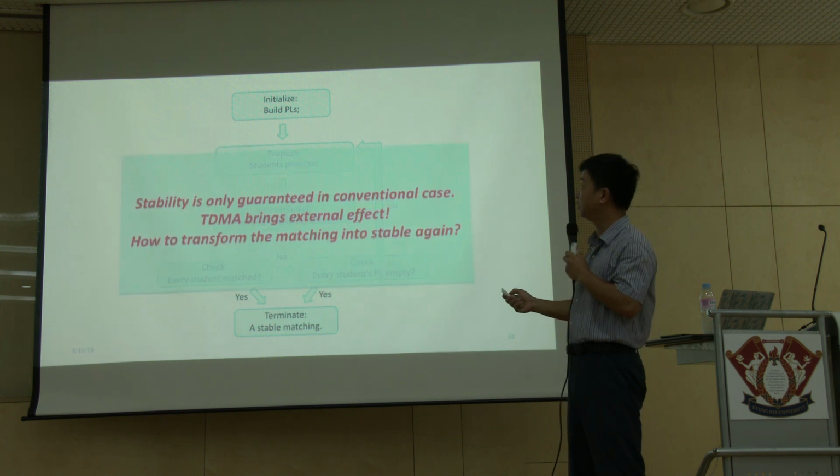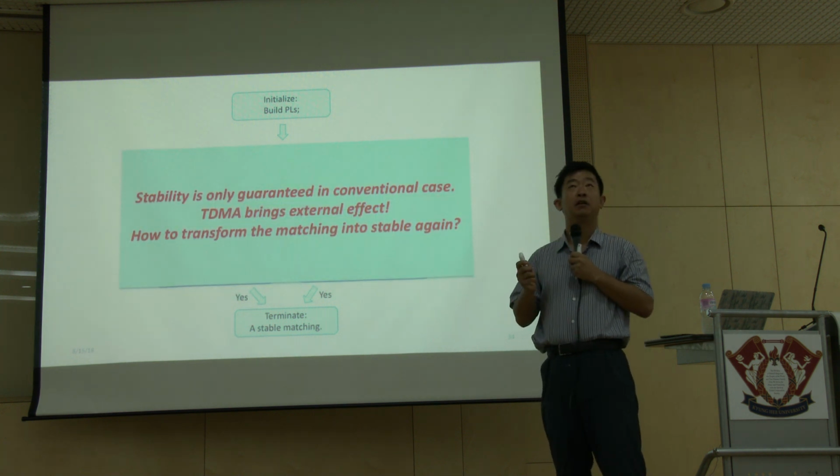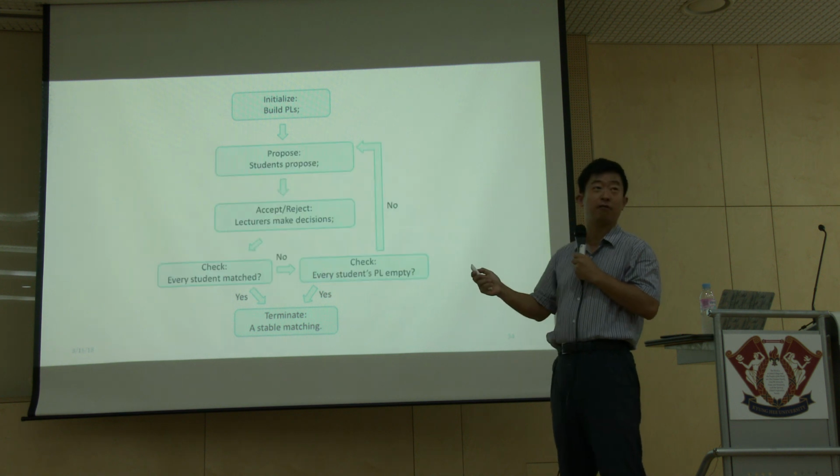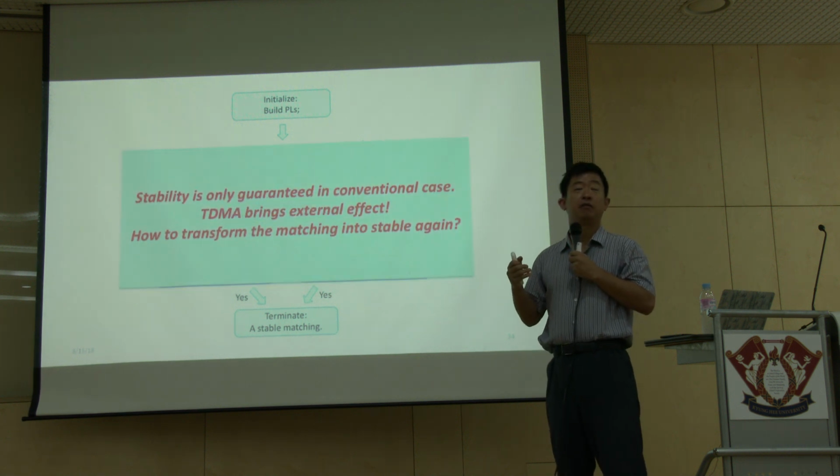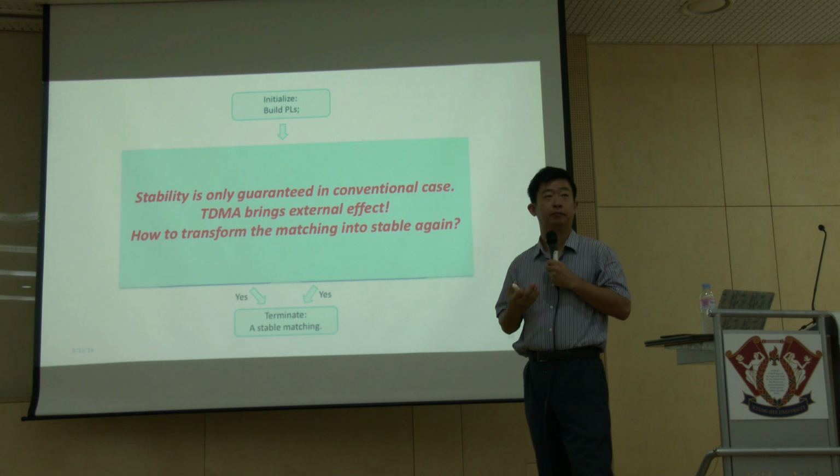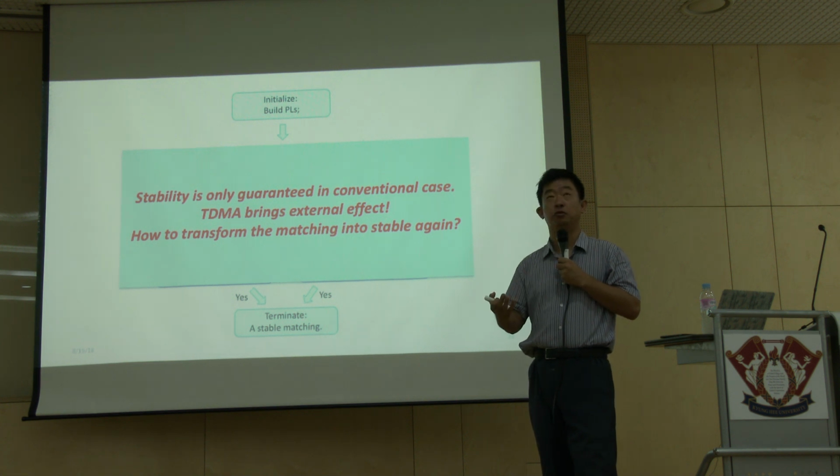So in this case, this happens with the external effect. That is for marriage, but for resource allocation, we want to prevent such things from happening. And then what can we do to improve this and get better performance?